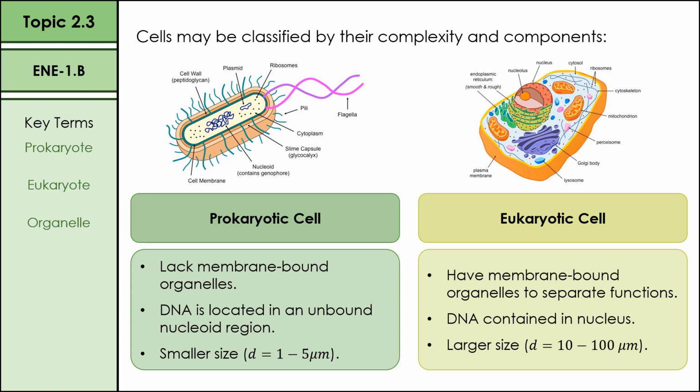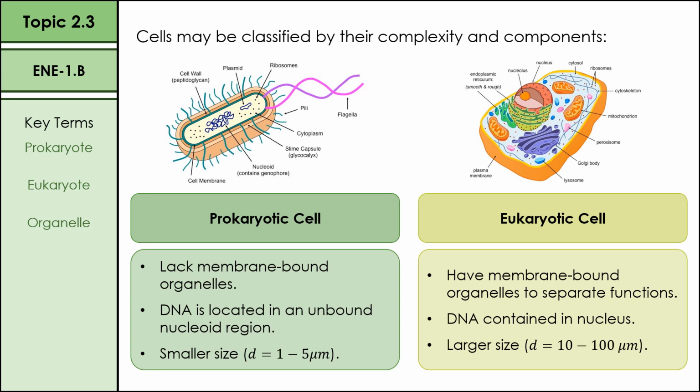Essentially, they're like a one-room efficiency studio apartment. They do all of the work within that one structure. And so, lacking these membrane-bound organelles, it means that they do not have a nucleus. The amoeba sisters like to say pro rhymes with no, so no nucleus in our prokaryotic cells. And so our DNA is floating within this unbound, what we call a nucleoid region. It's like the predecessor to our nucleus. And oftentimes our prokaryotic cells are much smaller than our eukaryotic cells.